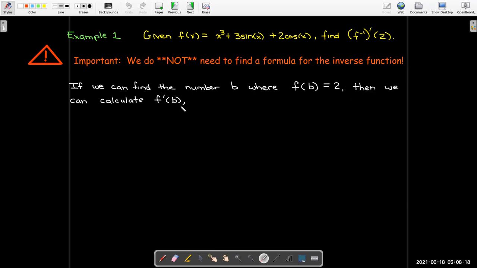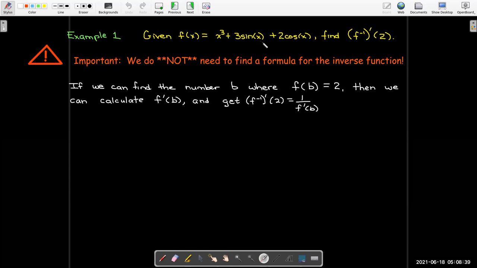We calculate f prime at b, and as long as that's not equal to 0, we would get that the derivative of f inverse of 2 is going to be 1 over f prime of b. So I need to look at this function, and I'm not going to try to formally solve an equation with it. I'm just going to try to use some of my mathematical knowledge to say, what will give me an output of 2? There's only one x value because it's a one-to-one function.